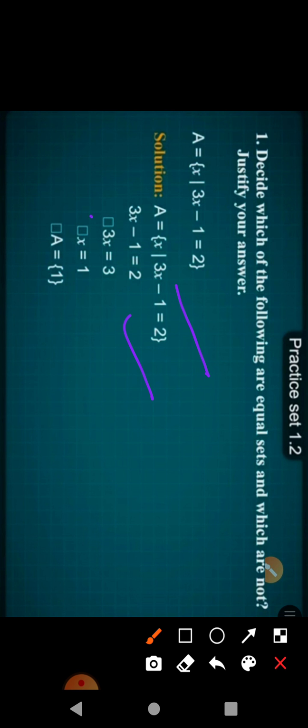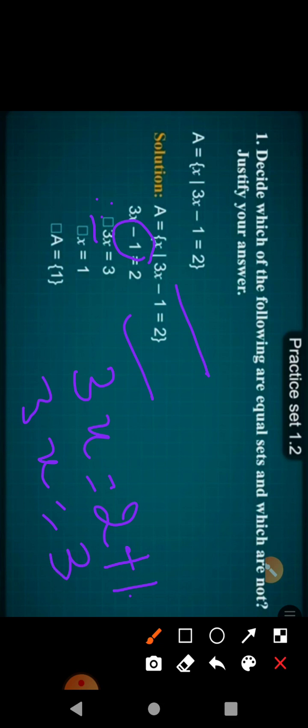So 3x we'll keep as it is, which equals 2, and this minus 1 will go to that side. That side the sign will change and this will be plus 1. So 3x equals 2 plus 1, which is 3. So 3x equals 3. Now this 3 with x is doing multiplication. The sign will change on the other side of the equal sign, so this will be division. So x equals 3 upon 3, so x equals 1.